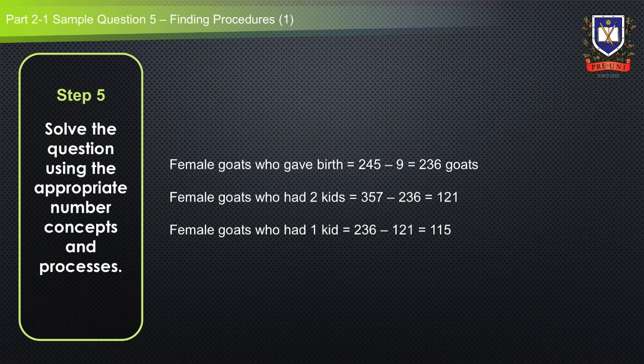Firstly, the number of female goats who gave birth is 245 minus 9, which is equal to 236 goats. Female goats who have 2 kids is 357 minus 236. So there are 121 goats who have 2 kids. So the number of female goats who have 1 kid is therefore 236 minus 121, which is equal to 115.